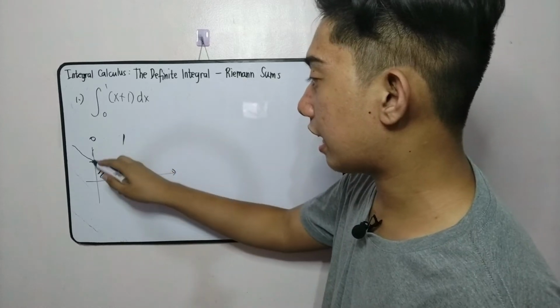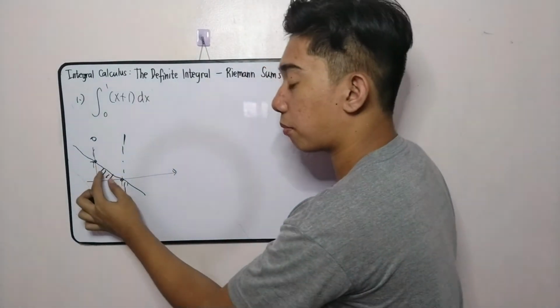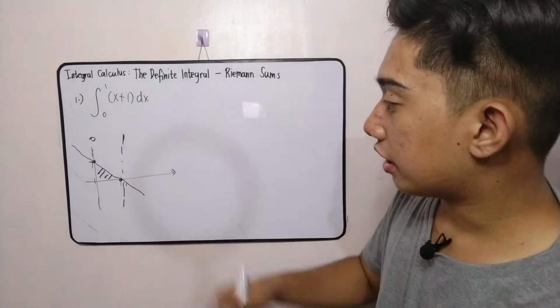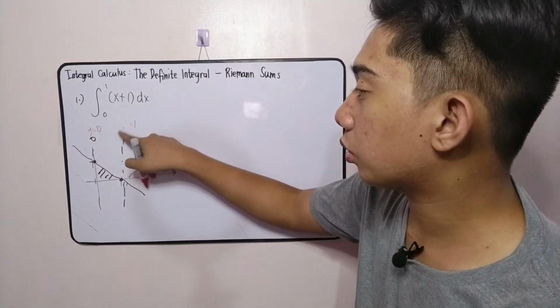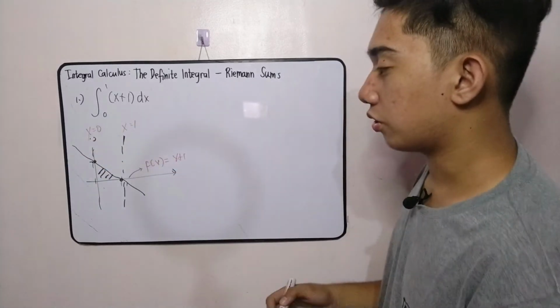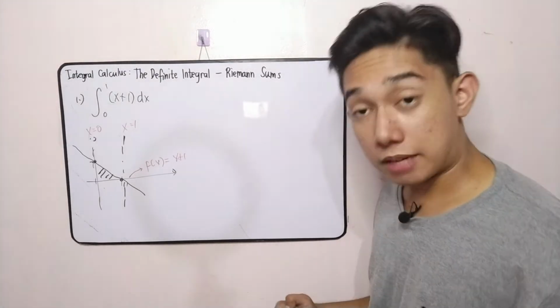Okay? Let's say there's a line here. There's a line here. Okay? So this is the portion of f of x is equal to x plus 1. This is our x is equal to 1 and x is equal to 0. Okay? So, yan siya. So, how to find the area? So, we will use the Riemann sum.